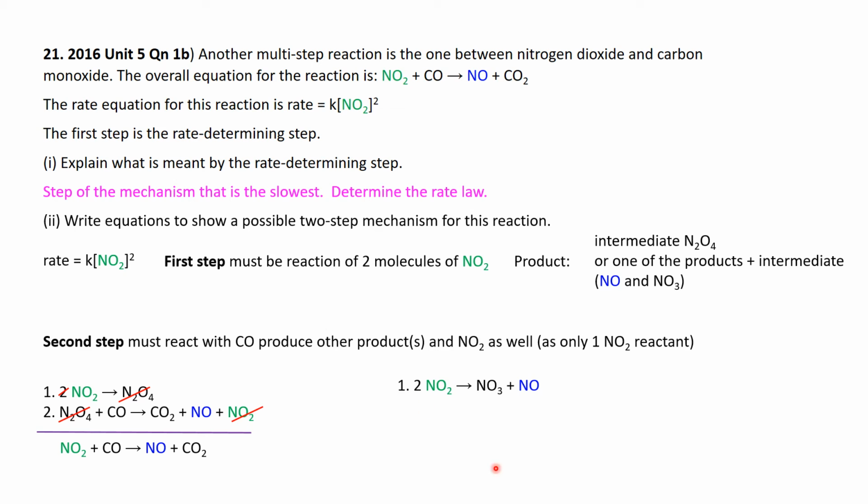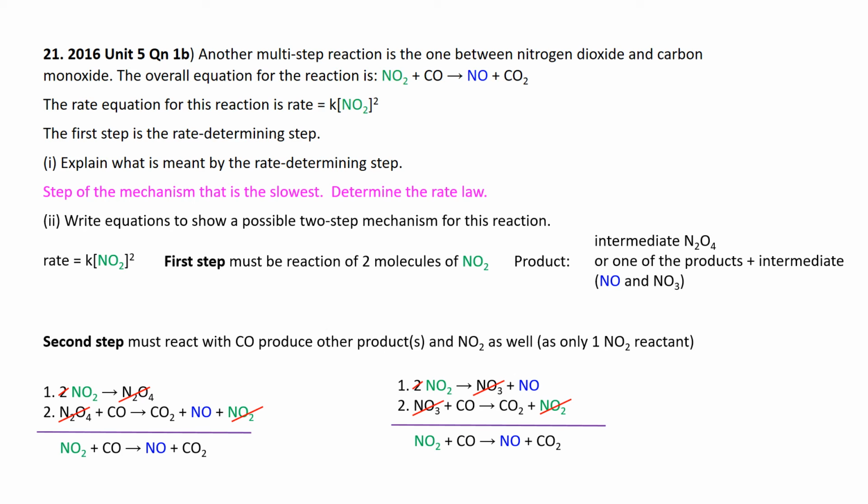The other possibility: two NO2s make an NO3 plus that NO we mentioned. So this is the option where our first step makes one of the reactants, and then that NO3, which we don't want, has to react with CO to make CO2, the other product, plus that other NO2 we talked about, getting back over here. Add all those together, the NO3s cancel out, the NO made here cancels with one of the NOs with which we started, and we get the overall reaction.